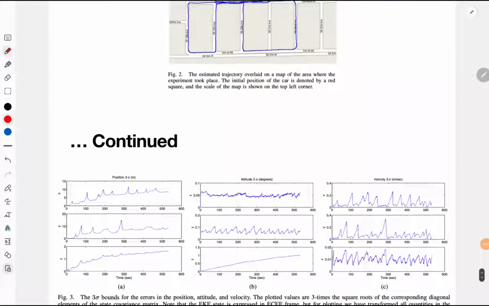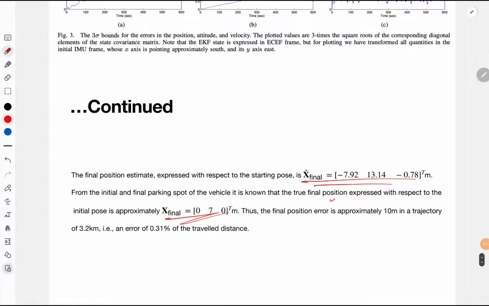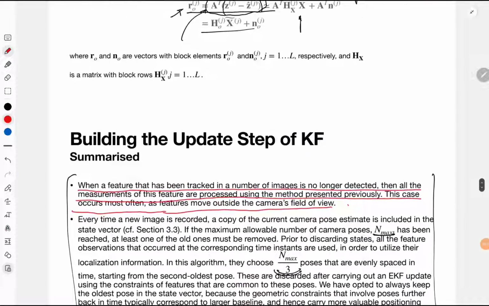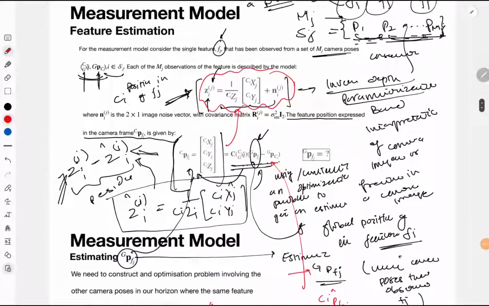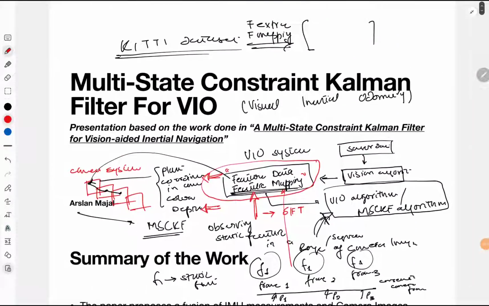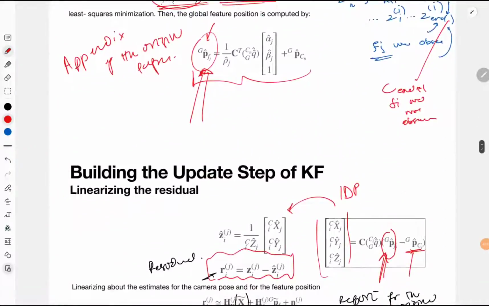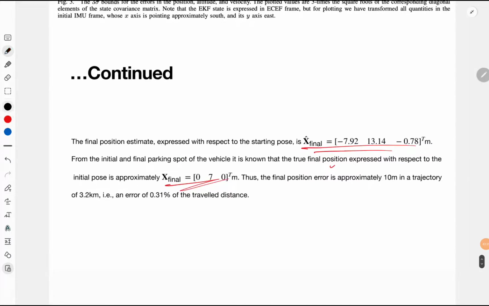They also share some experiment results, but you can see them in the paper. So I just wanted to share this before I get to the code that I implemented for this. I think that this broadly covers it. I would definitely recommend going through the paper for better understanding, but I think that you would have a broader idea of what the MSCKF is doing as I went over each step of this. So thank you.